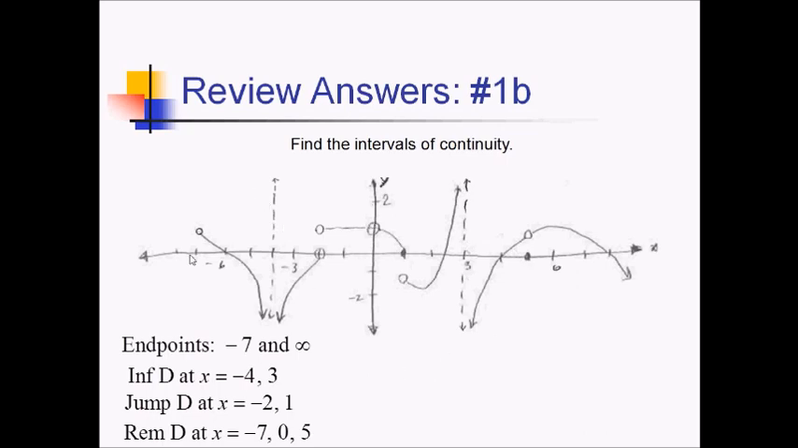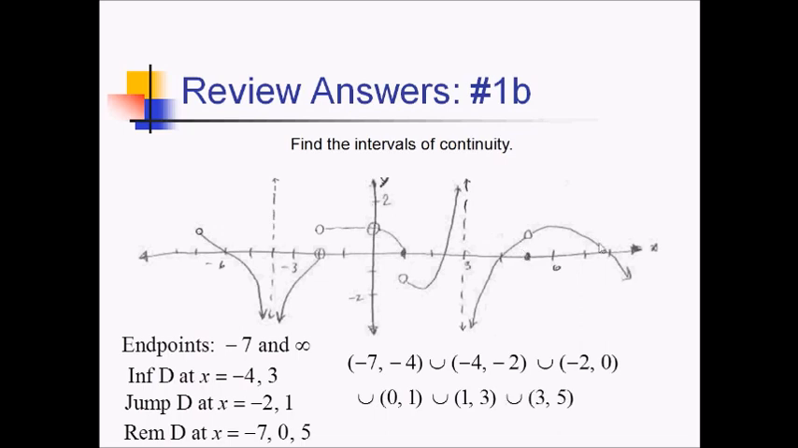So we start at -7, rounded parentheses, because we're not including that as an endpoint. And actually, we wouldn't even need to put a bracket if it were solid. So we're going from -7 to -4, then from -4 to -2, and then from -2 to 0, 0 to 1, from 1 to 3, from 3 to 5, and from 5 to +infinity.